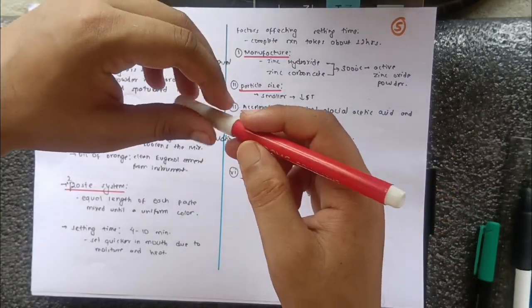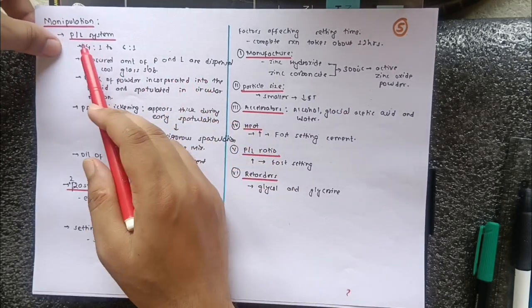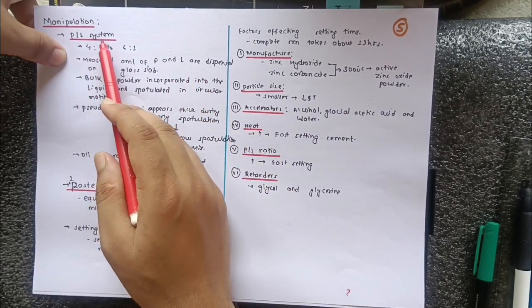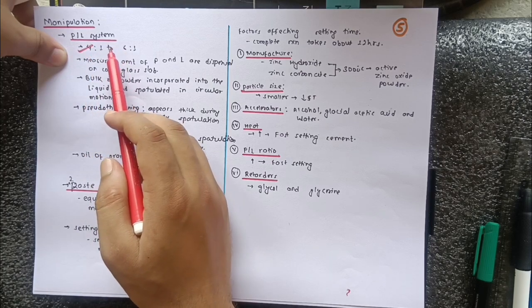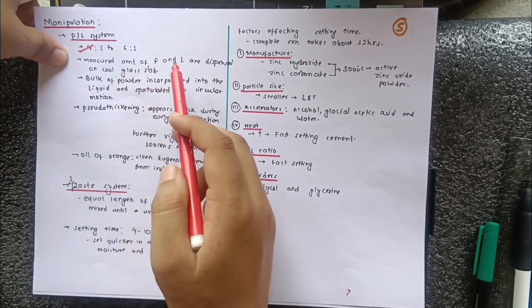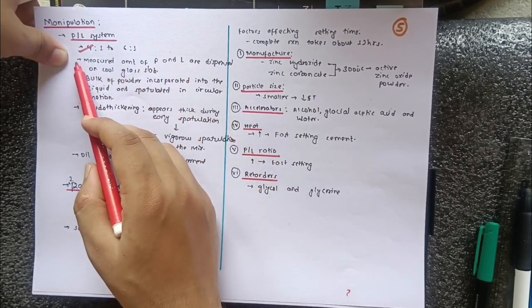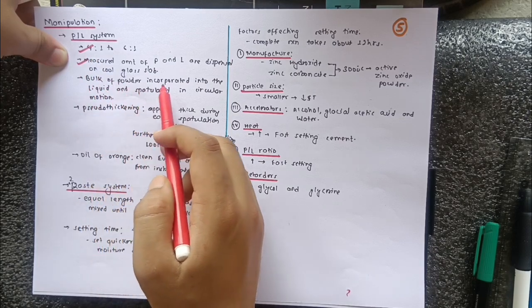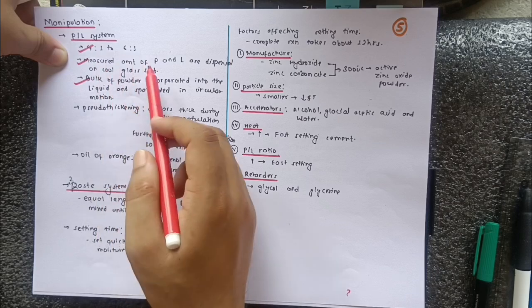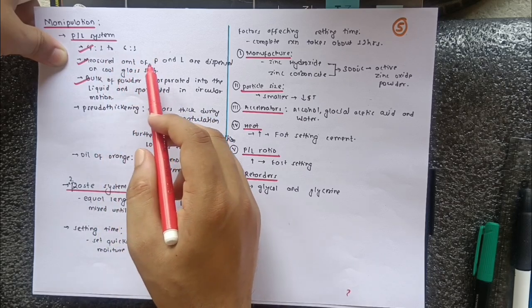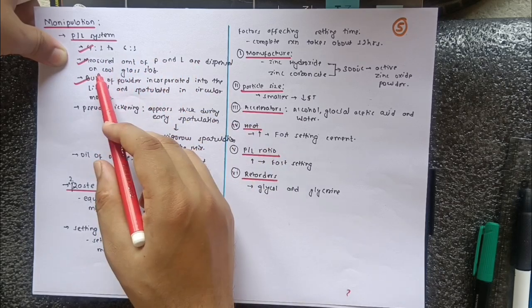Now in the manipulation section, as I have written here, the powder to liquid ratio should be 4:1 to 6:1. So this is a range. Similarly, the major amount of the powder and the liquid are dispensed on the cool glass slab. The bulk of the powder is incorporated into the liquid and spatulated in a circular motion.